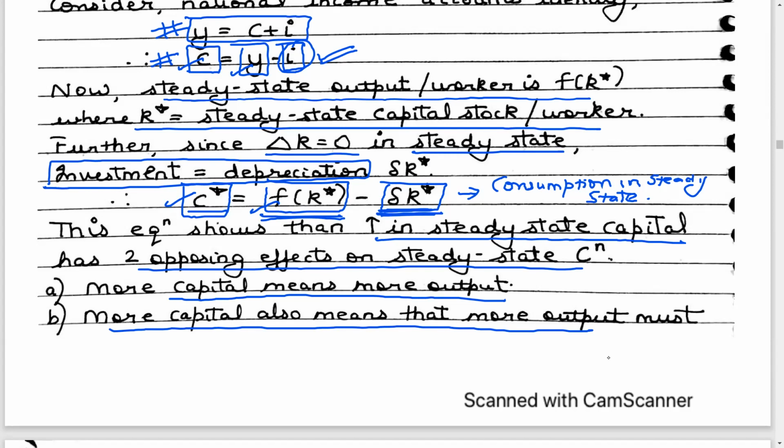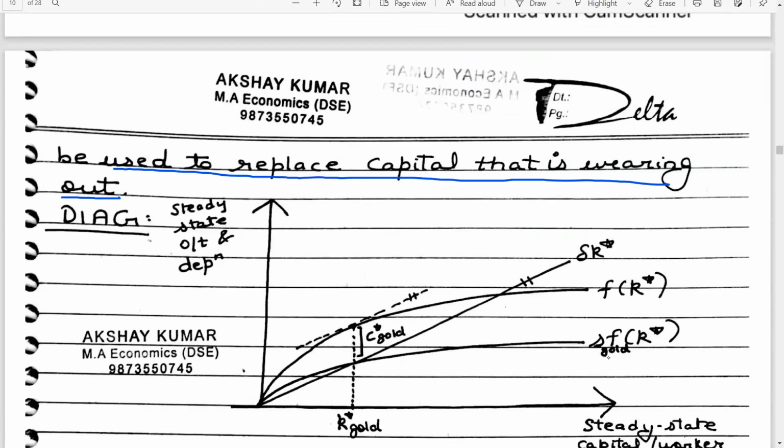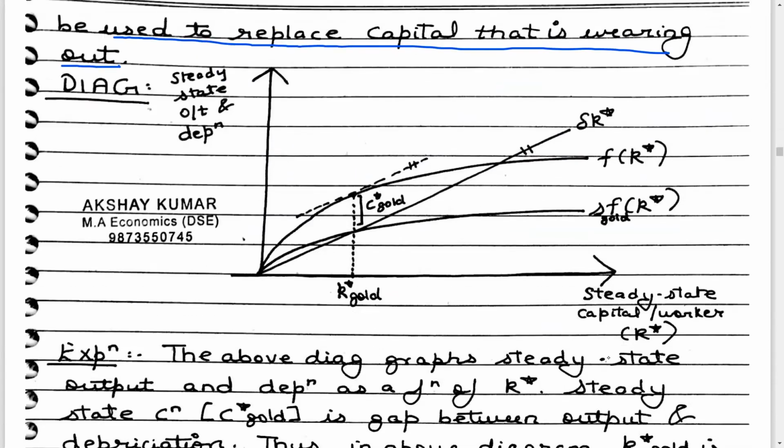So I can say K star has two opposing effects on steady state consumption. It increases consumption via output. It also reduces consumption via depreciation. So hoping students have understood this. Okay, let's move forward. Now guys, we can see the diagram.